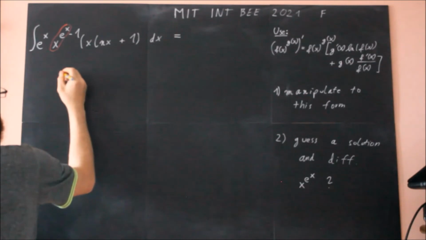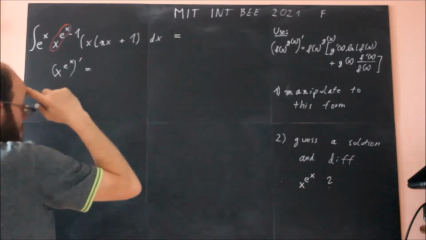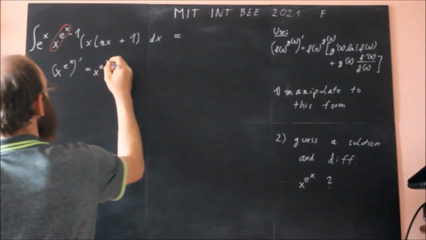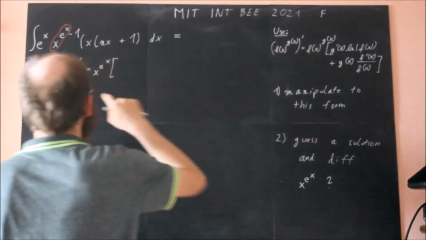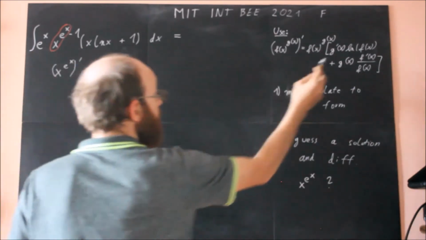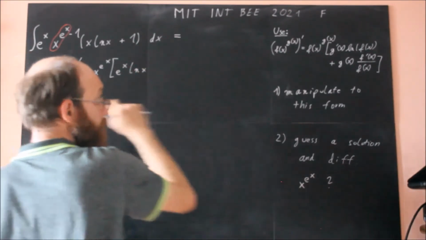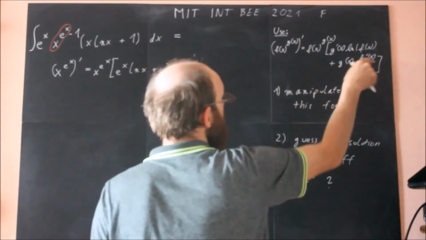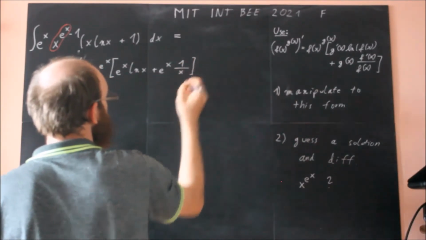Alright, so the derivative of x to the e to the x. Looking at the formula, this becomes x to the e to the x, and then g prime, where g is the exponent, so g is e to the x, so g prime is e to the x times the natural log of x, plus g, which is e to the x, and then f prime over f, and f is x, so f prime is 1 over x.